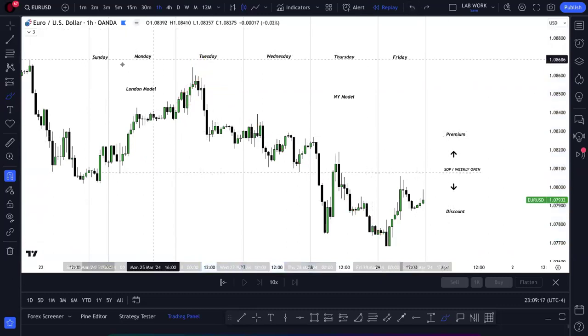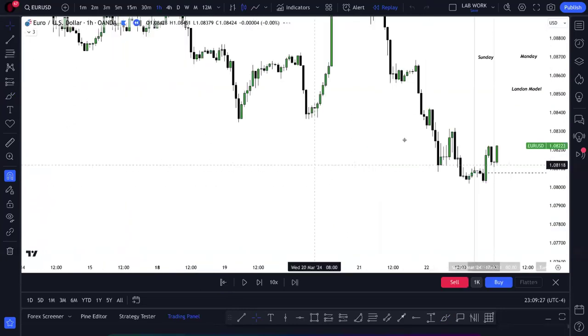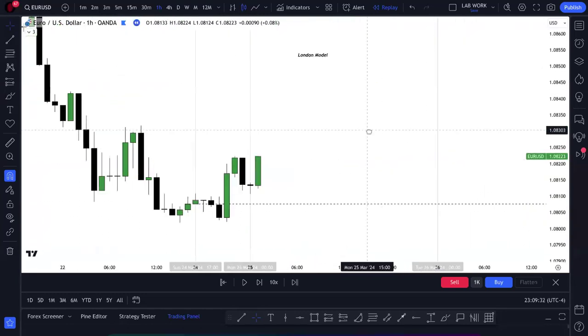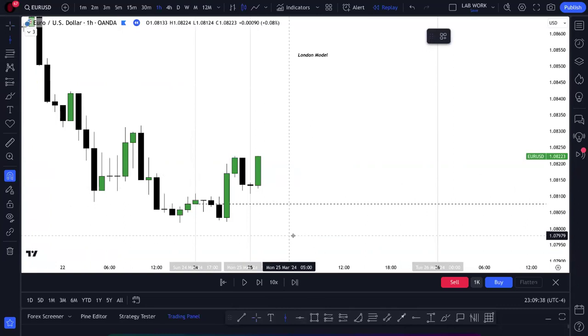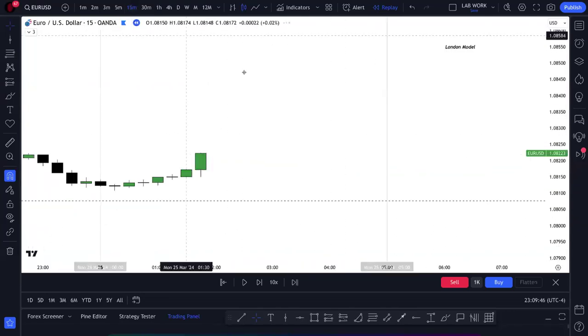But let's take a look at Monday's London model example. So we're going to go back between midnight and 2 a.m. If you're unfamiliar with this idea, I would suggest you take out a pen and paper and write down the steps. I do have a lot of videos speaking on the steps, but if you're new here and you're watching this, this is just so you can get an idea and a premise on it and you can start studying it early. 15-minute time frame.